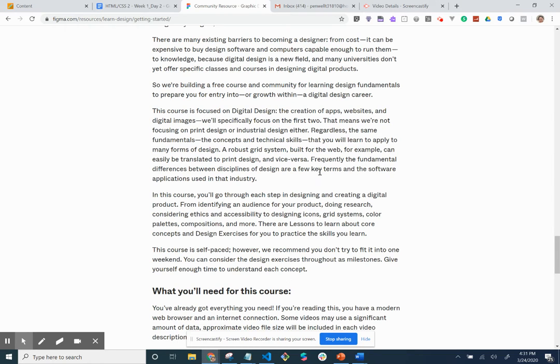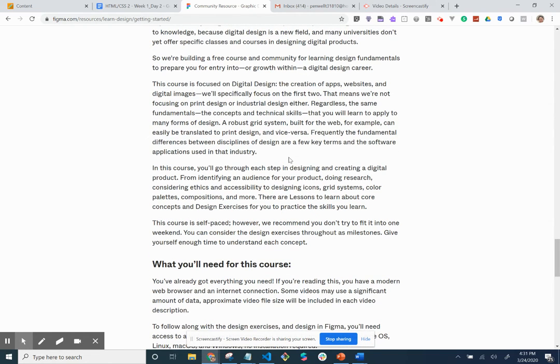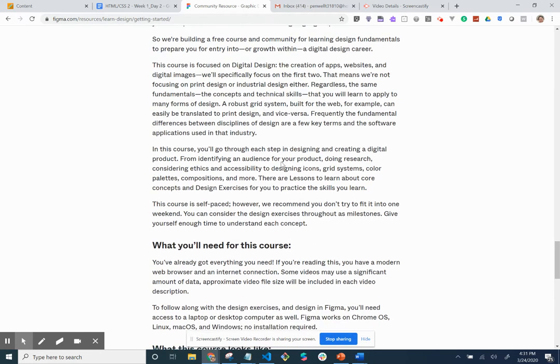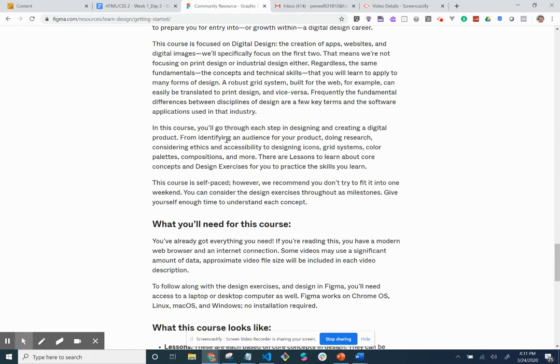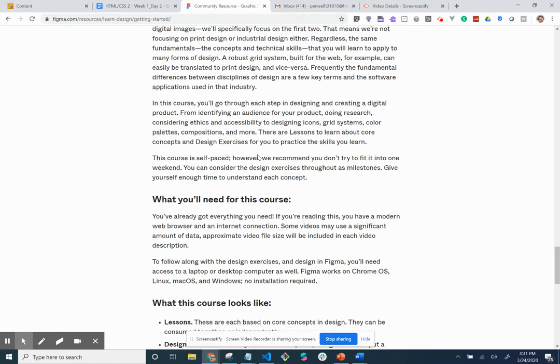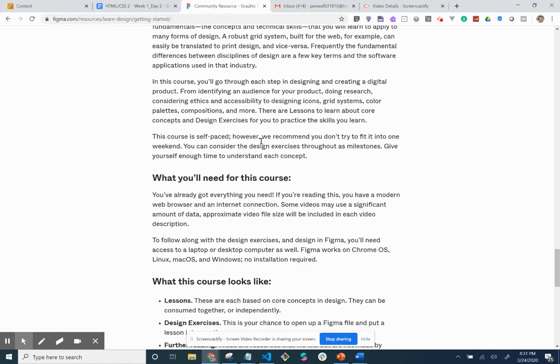Regardless, the same fundamentals, the concepts and technical skills that you will learn, apply to many forms of design. For example, a grid system built for web can be translated into print design and vice versa. In this course, you'll go through each step of designing and creating a digital product, from identifying your audience, doing research, considering ethics, accessibility, and so on.